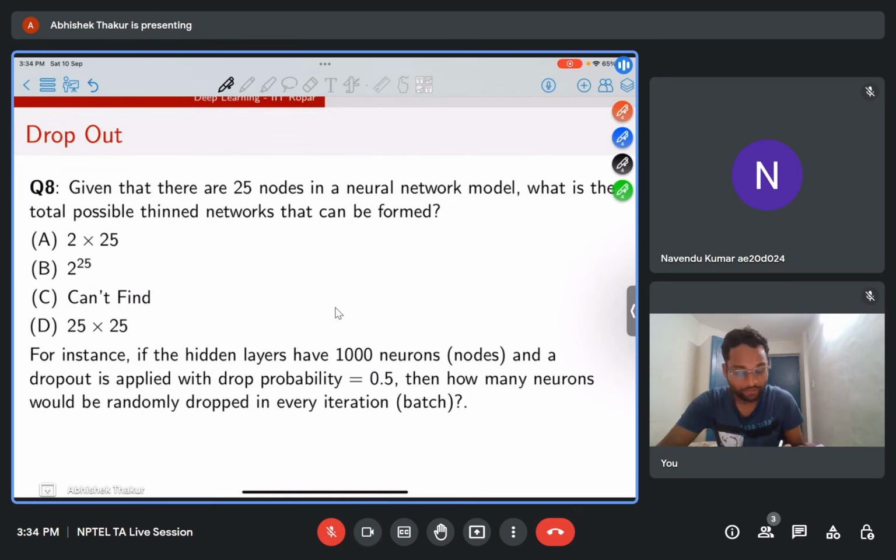Given that there are 25 nodes in a neural network model, what is the total possible thinned networks that can be produced? The total possible thinned networks is 2 to the power 25. So option B is the correct option.